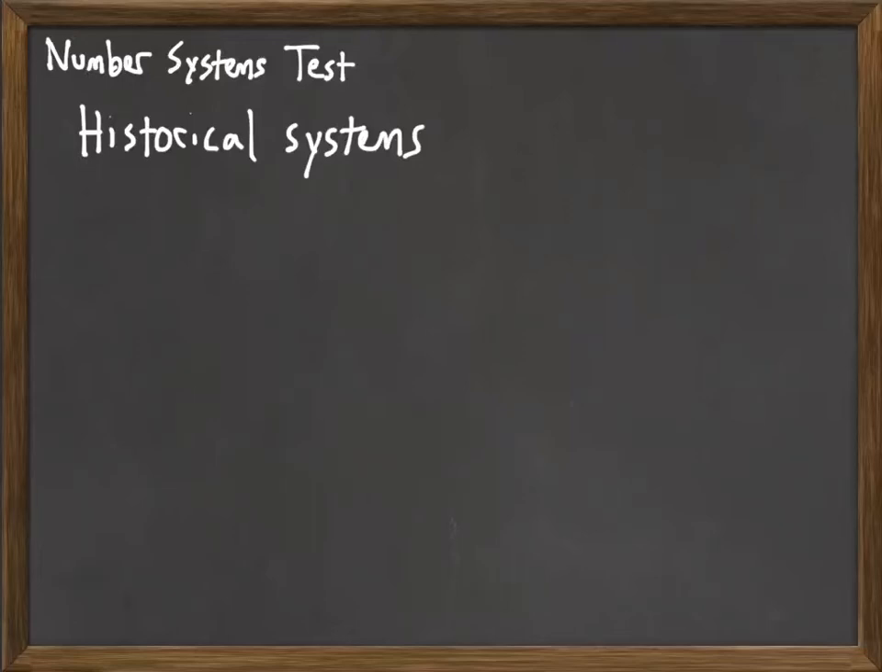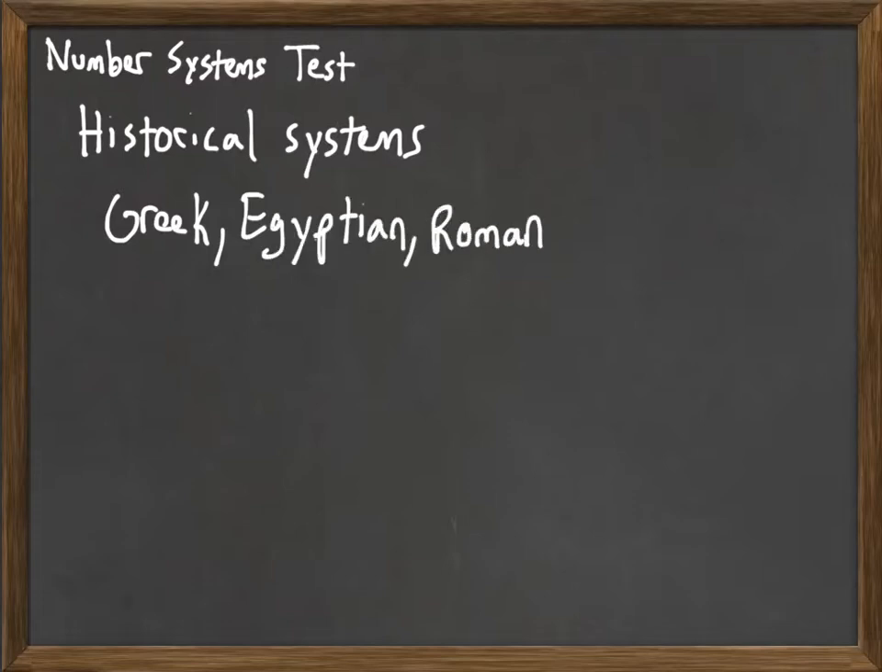Okay, with the weather we weren't able to have class today, so I did want to take some time to go over what will be on your test Thursday. As you might recall, we began this unit by talking about historical systems. So we talked first about the three systems, Greek, Egyptian, and Roman numerals. We had various symbols for each of those.